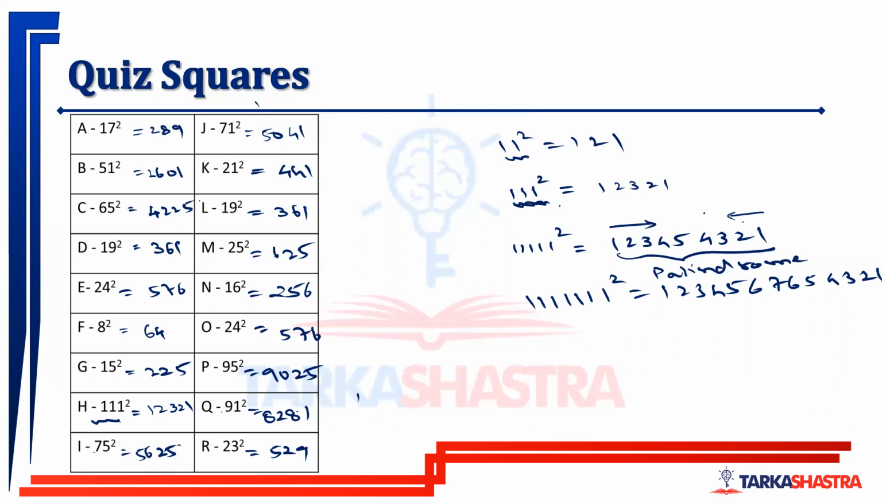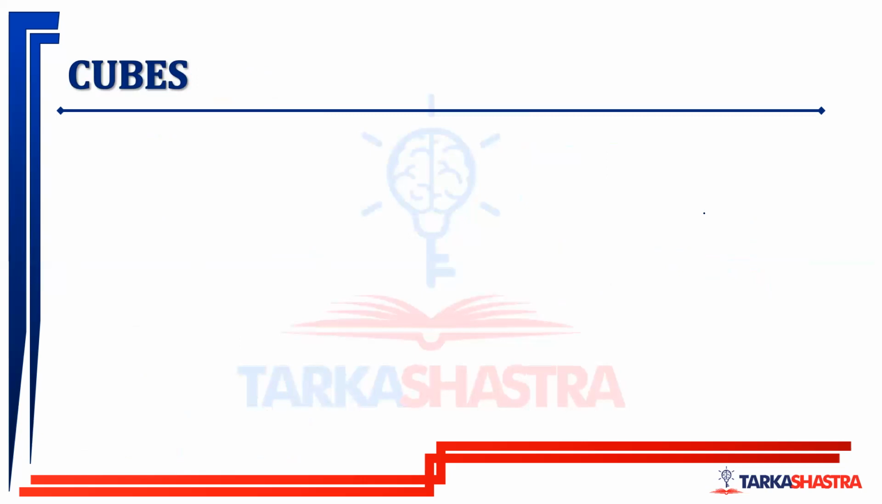Such numbers are known as palindromes. Okay, moving forward. We have cubes. So cubes we need to remember from 1 to 12. Again, pause the video, write down all the cubes from 1 to 12 and 15's cube.